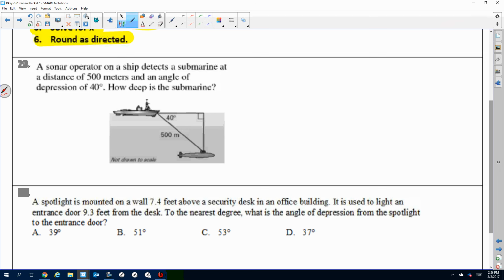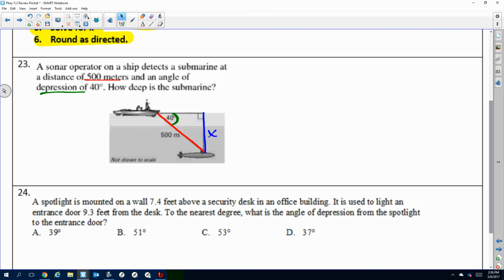Here, the sonar operator on a ship detects a submarine at a distance of 500 meters. That's important, and they already gave us that distance right there. And an angle of depression of 40 degrees. That's important too, and they gave us that angle right there. How deep is the submarine? So how deep it is would be here. That's what we're trying to find. That's our x, so we're going to label that.